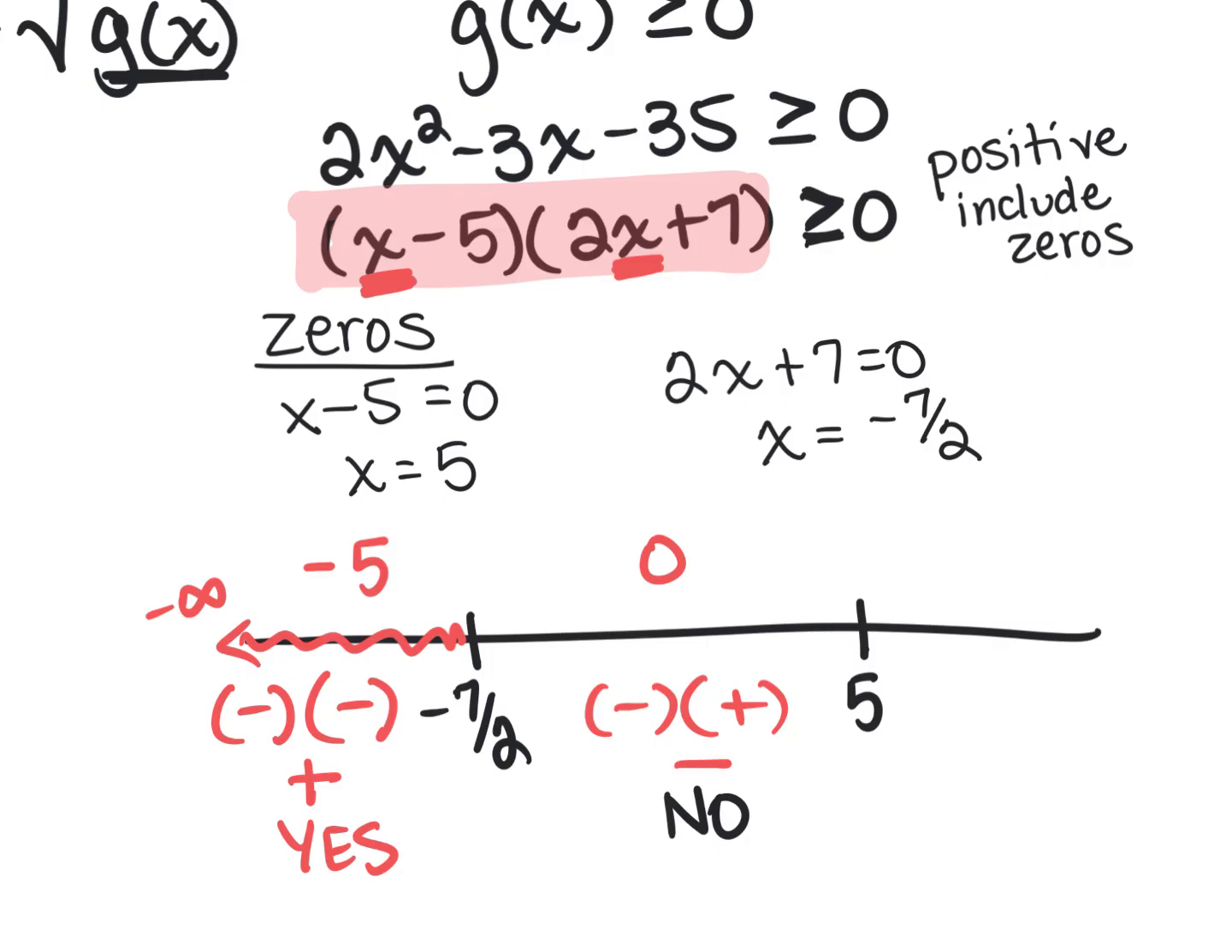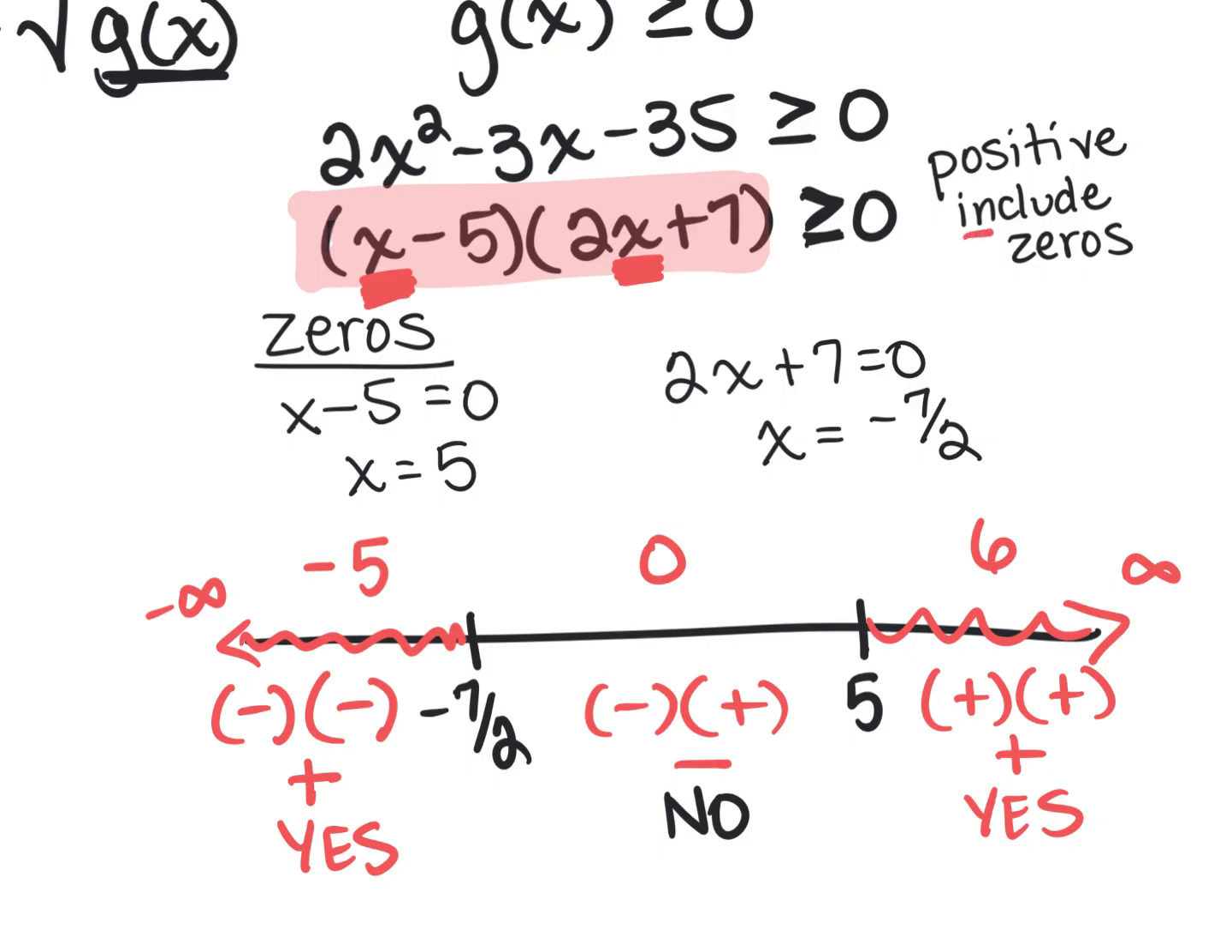Now we're going to go to the right of 5. So that's going to be a 6. I'm plugging it in here for this x. 6 minus 5 would give me a positive number. And then 2 times 6 is 12, plus 7 more is also positive. So that whole section would be positive, and this is a yes, so this is included, and it goes off to infinity. Now, this said to include our zeros, so we will have brackets here and here.